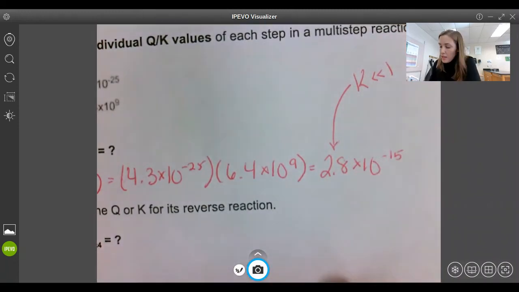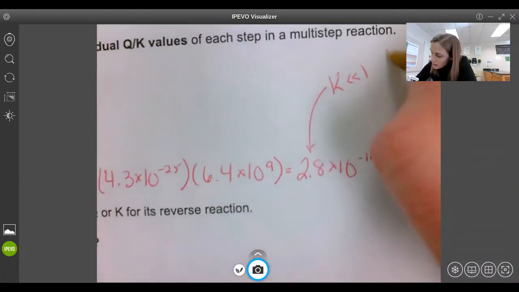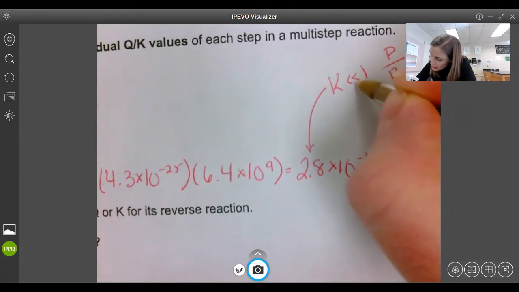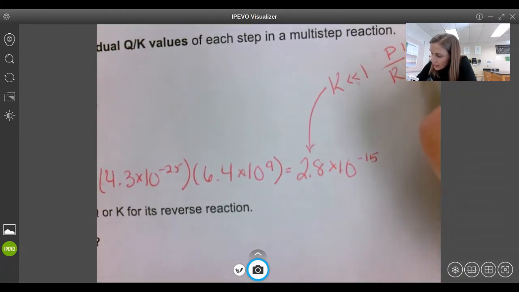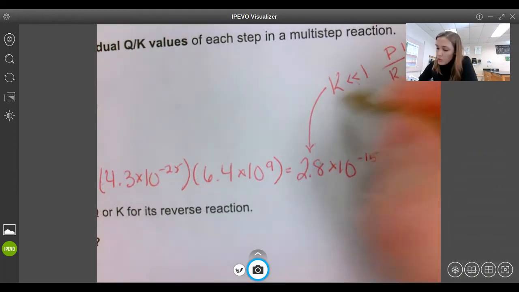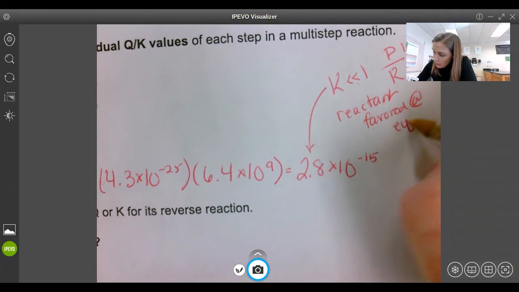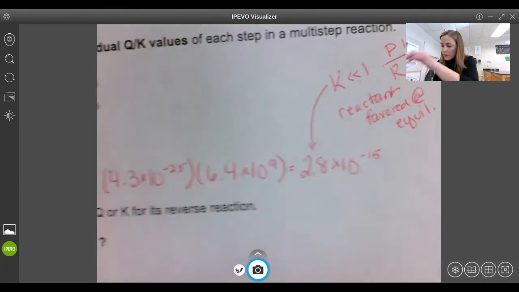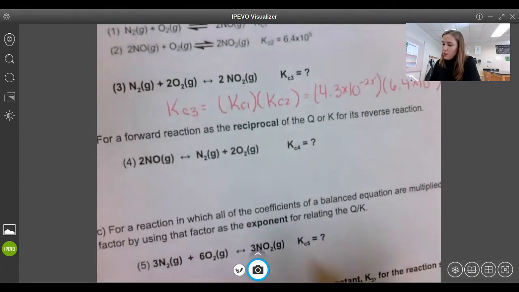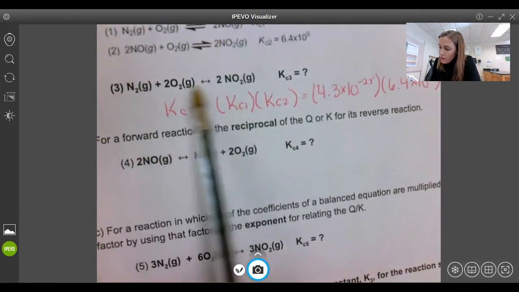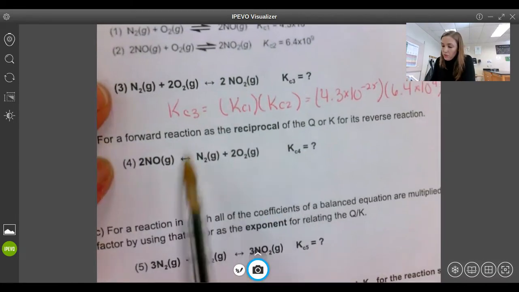So again, keeping in mind what that means in terms of products over reactants, if this is really small, products has to be a very small, low number, and reactants have to be a very large or a much higher number. Okay, so we would say that this is reactant favored at equilibrium.